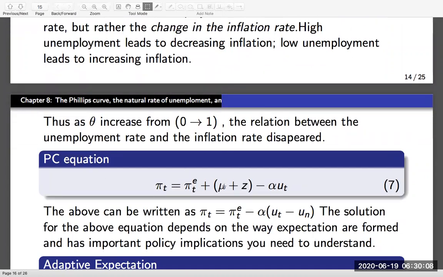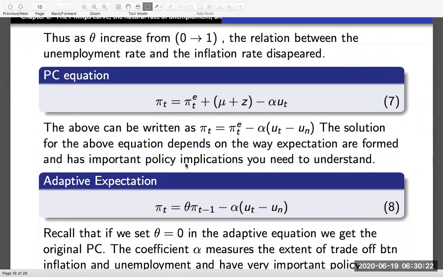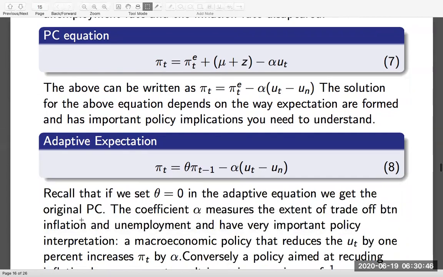So this was our initial equation. The above can be written as that is equal to this. The solution for the above equation depends on the way expectations are formed. So this was where we started initially, but if we use adaptive expectation, i.e. saying current inflation is a proportion of last year's inflation minus the deviation of the unemployment rate, then that is how adaptive expectation looks. If theta is 0, of course you get that pi t is just a deviation of your unemployment.